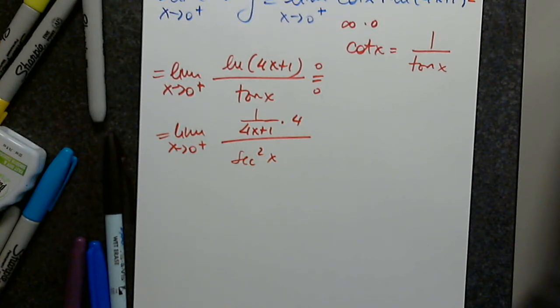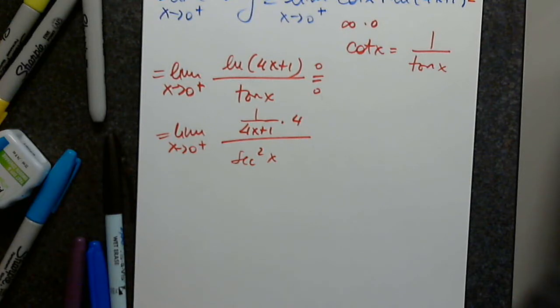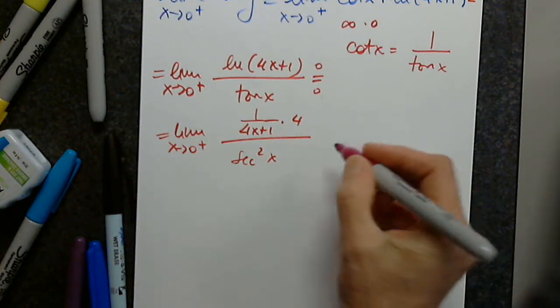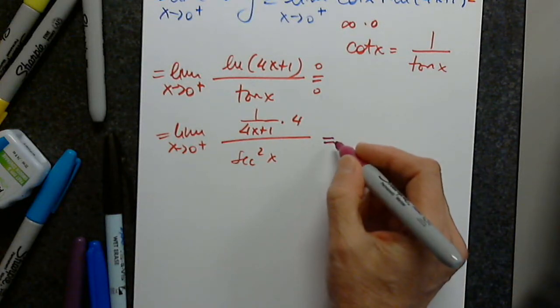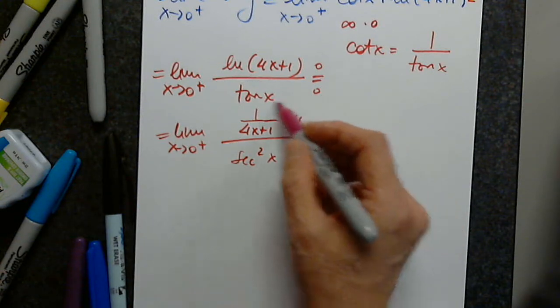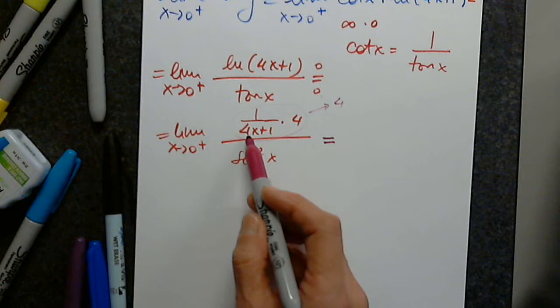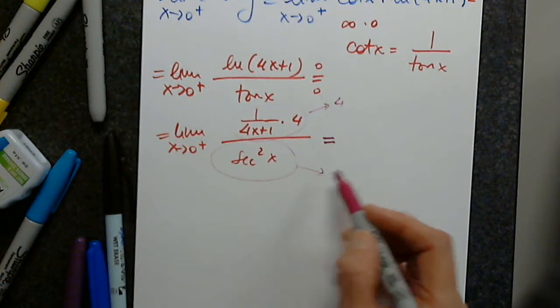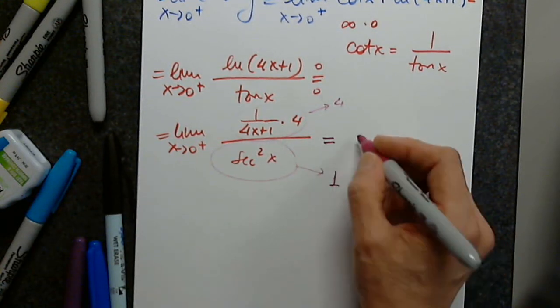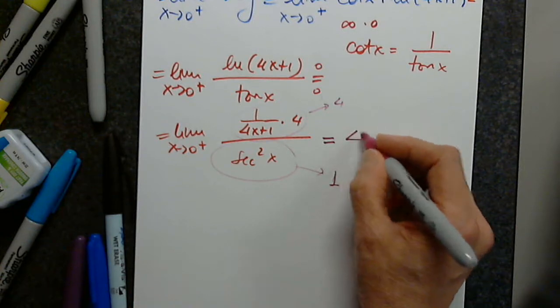And what is the answer? Where does this go? Yes, because this is 0. Where does this go? Exactly. So the limit is? Awesome.